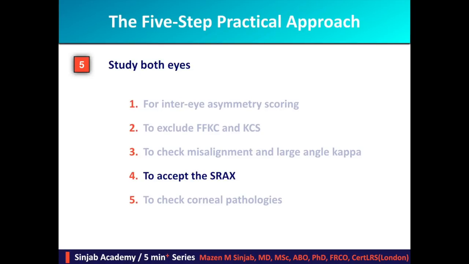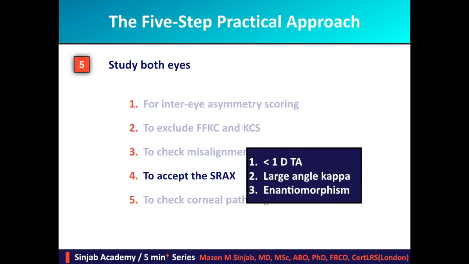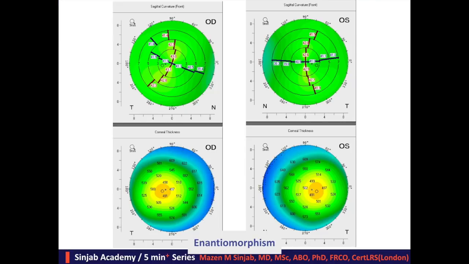To accept the skewed radial axis: as I mentioned before, there are 4 reasons to accept or investigate a skewed radial axis. They are less than 1 diopter of topographical astigmatism, large angle kappa, enantiomorphism, and misalignment. Of course, we cannot accept a skewed radial axis in case of misalignment, but we can accept it in case of topographical astigmatism less than 1 diopter, large angle kappa, and enantiomorphism. So in these 3 conditions, we can accept a skewed radial axis.